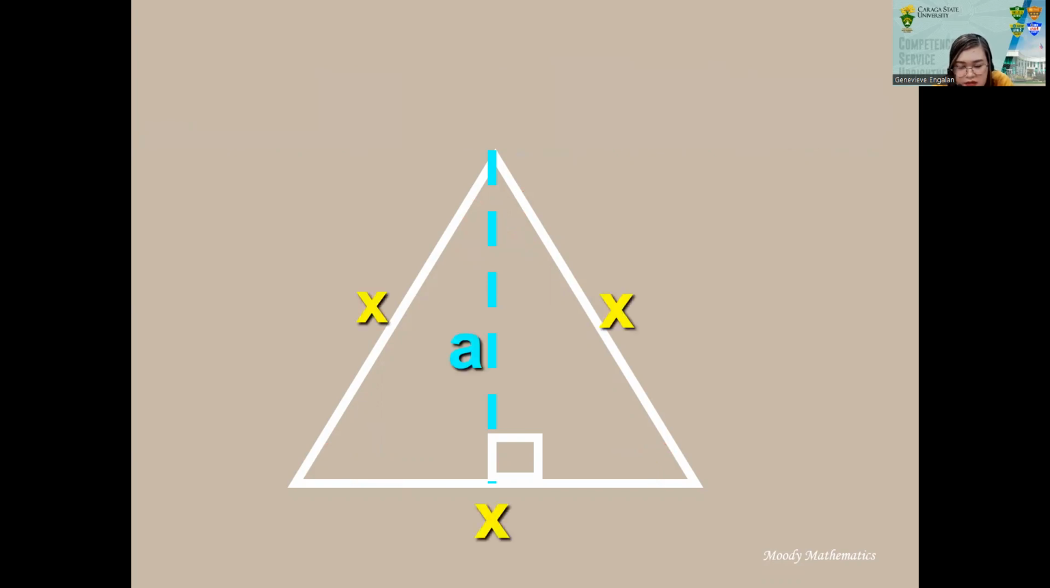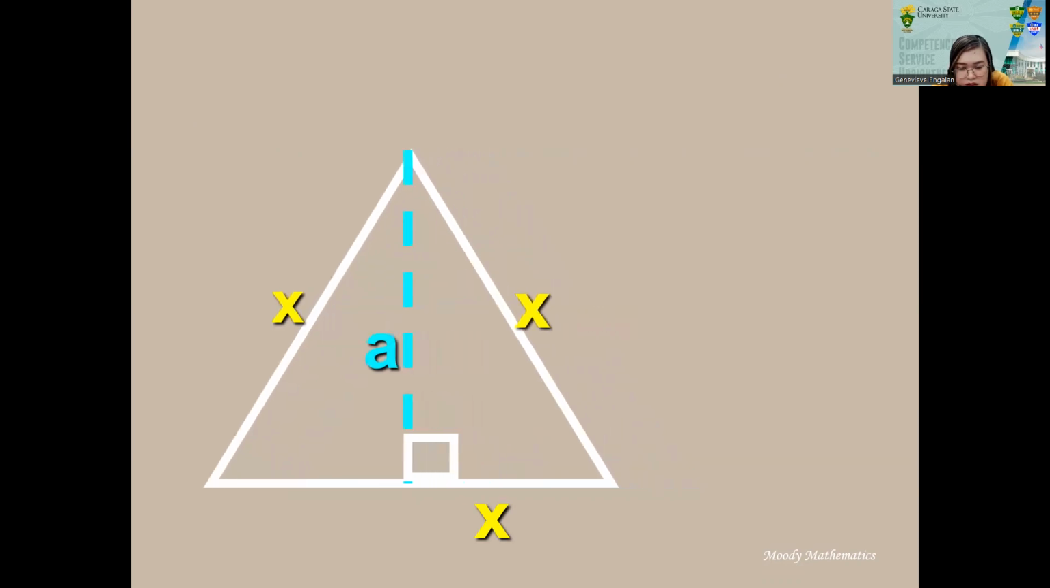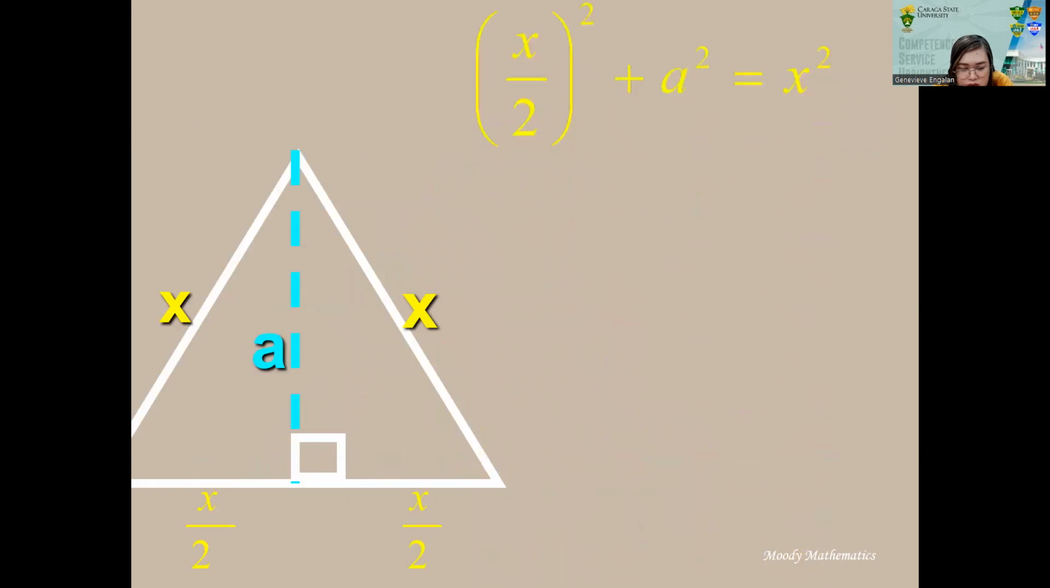Okay, so you have x, x, and the bottom is x over 2. So x over 2. So we get A. So A will be, using the Pythagorean theorem, x over 2 squared plus A squared is equal to x squared. So A squared is equal to x squared minus x squared over 4. Got it? So this will be 4x squared over 4 minus x squared over 4.